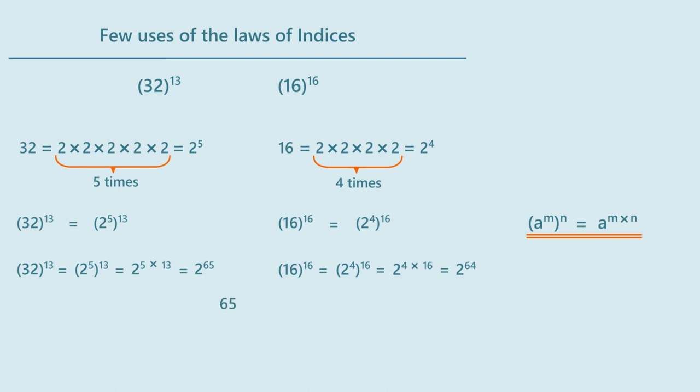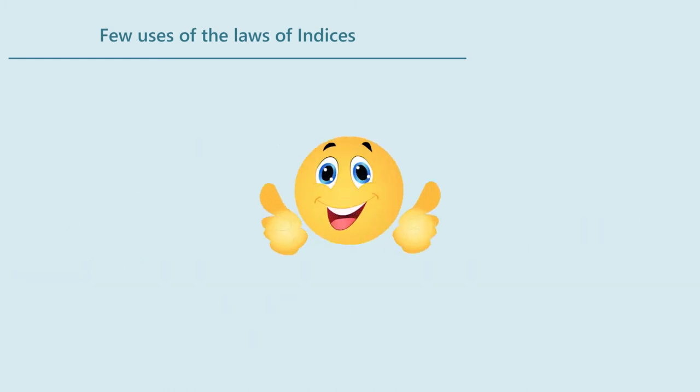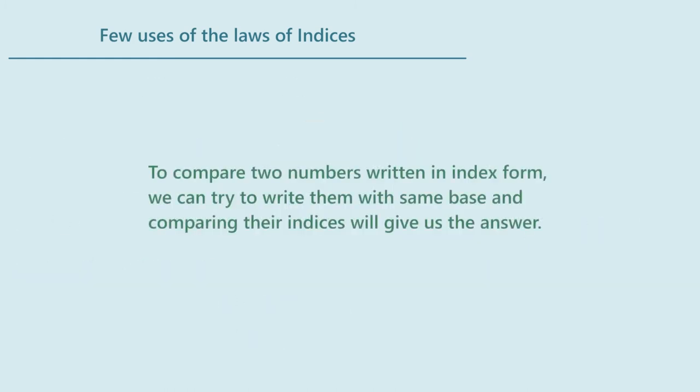Now, since 65 is greater than 64, 2^65 is greater than 2^64. And hence, 32^13 is greater than 16^16. Done. So, remember that to compare two numbers written in index form, we can try to write them with same base and comparing their indices will give us the answer. That is, a^m is greater than a^n if m is greater than n.